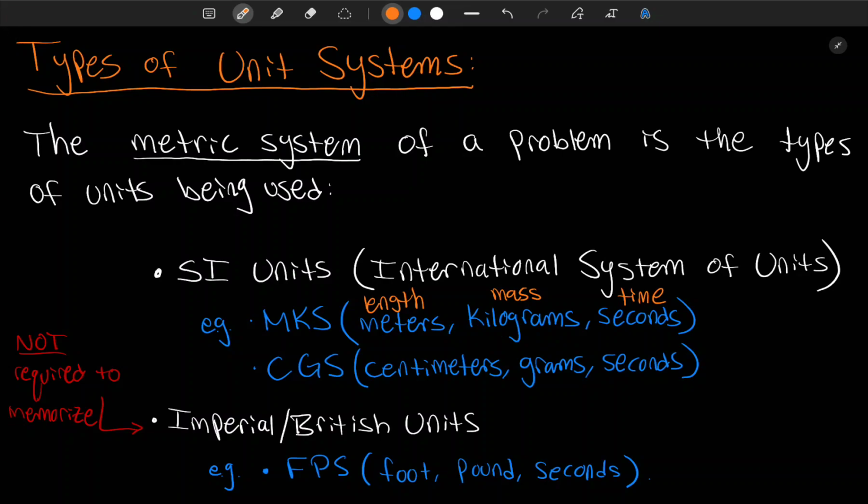So there's another formulation of the SI units known as the CGS metric system, which is given by centimeters for length. So centimeters is for length, grams is for mass, but we still have seconds for time. So these are two possible incarnations of the SI units that you will see on some problems on the MCAT.